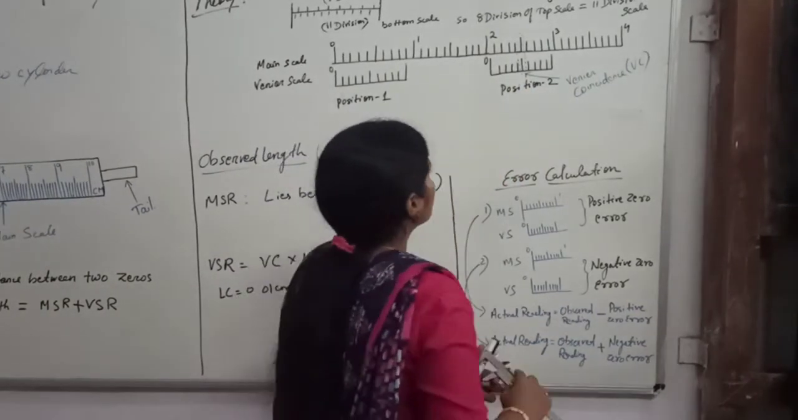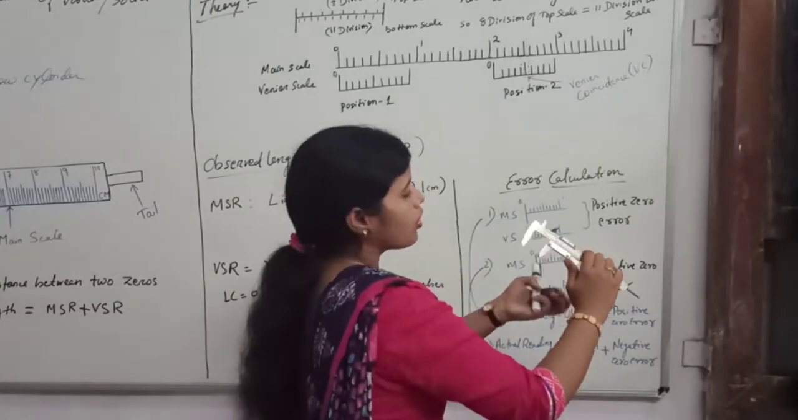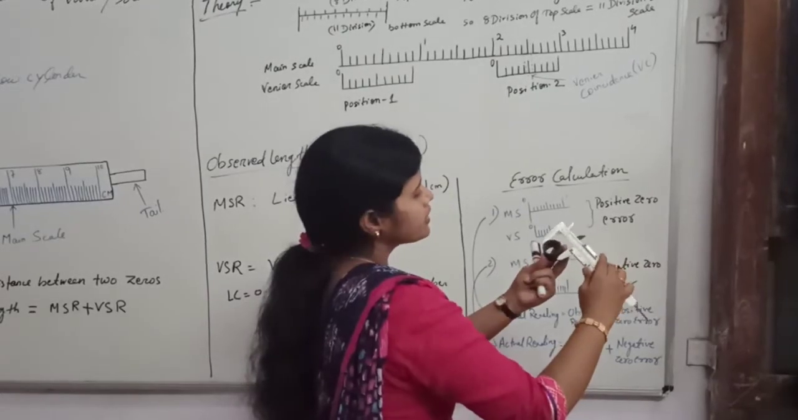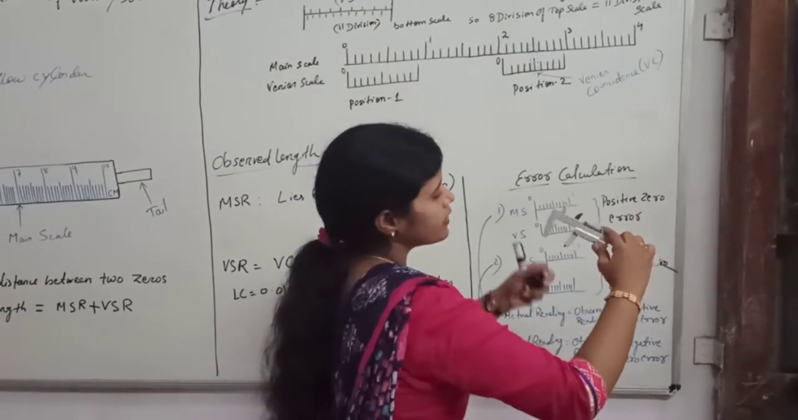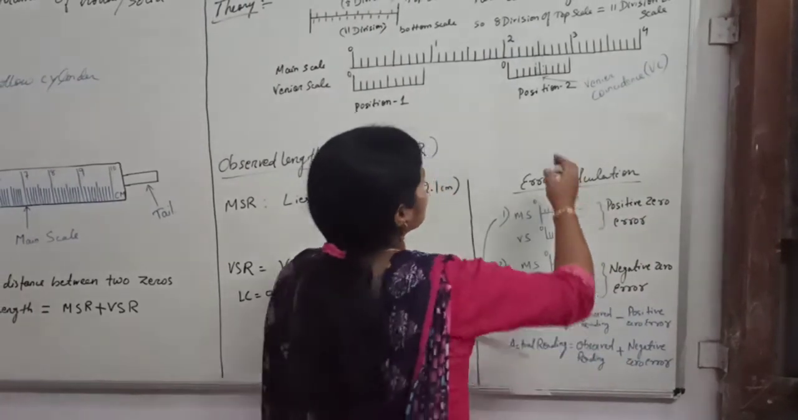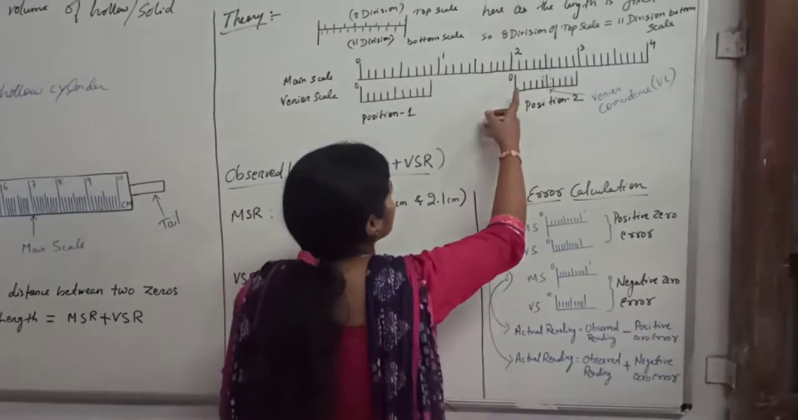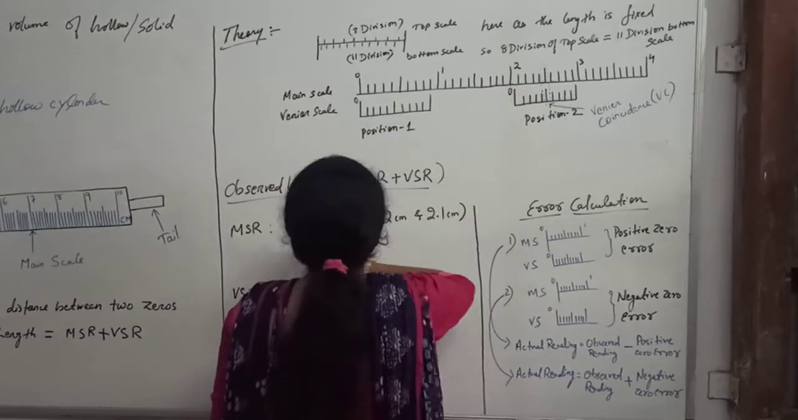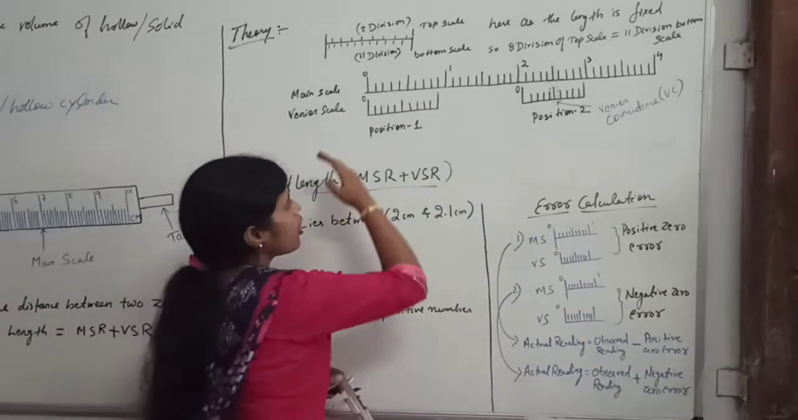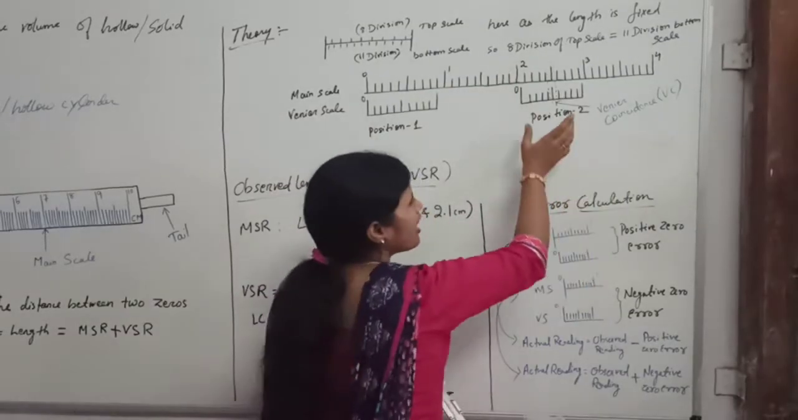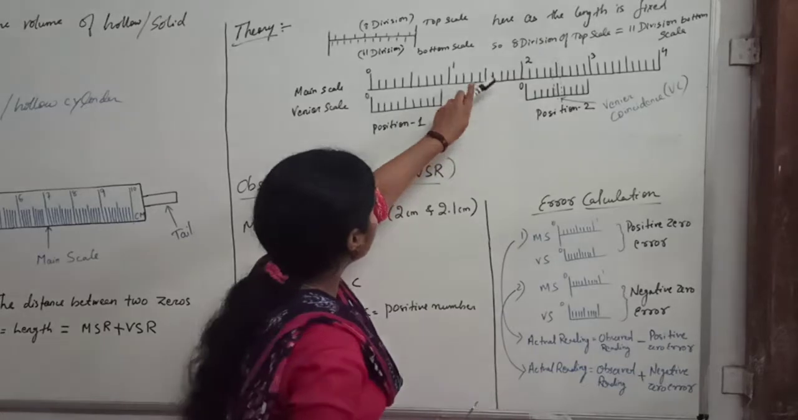In position 2, suppose after spreading these two jaws and after removing this cylinder, after placing this cylinder and removing this, suppose this is shown by this diagram here, the position 2. So you see, to find the main scale reading, it is very simple. For the main scale reading, you have to focus on the main scale only. You don't have to look at the vernier scale. Okay, just focus on the main scale.